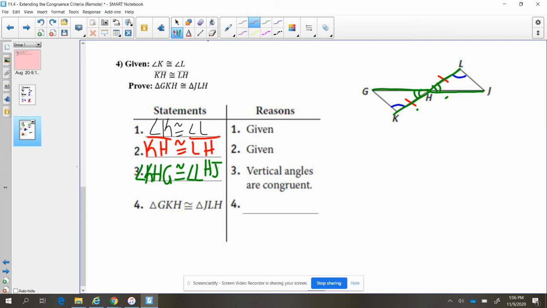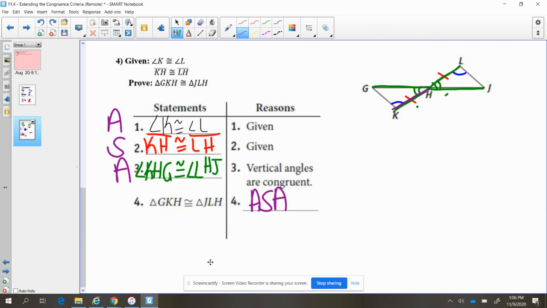And finally, we can say that our triangles are congruent because we have angle, side in the middle, angle. Angle, side, angle would prove them congruent. And again, if we wanted to prove another piece of information here, we would use CPCTC. So for example, if I said I actually want to prove that GK is congruent to JL, we would use CPCTC.